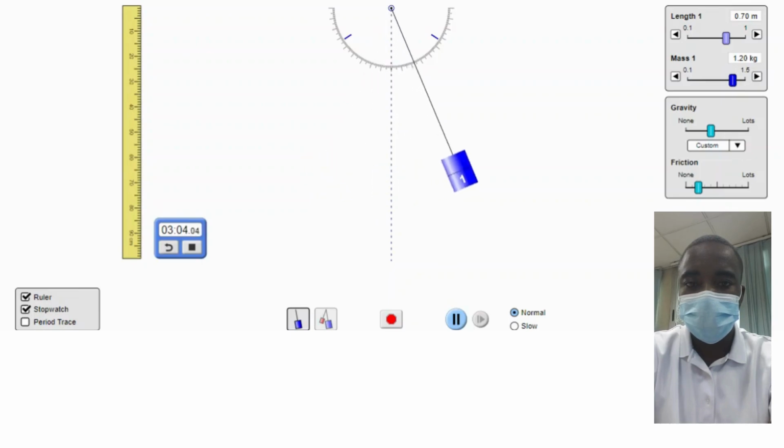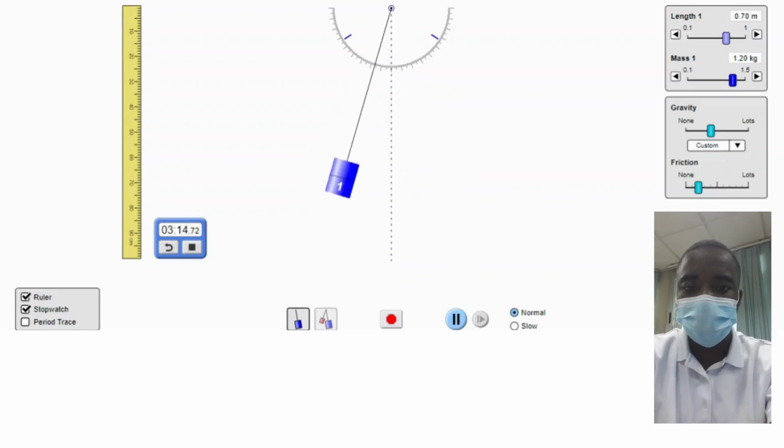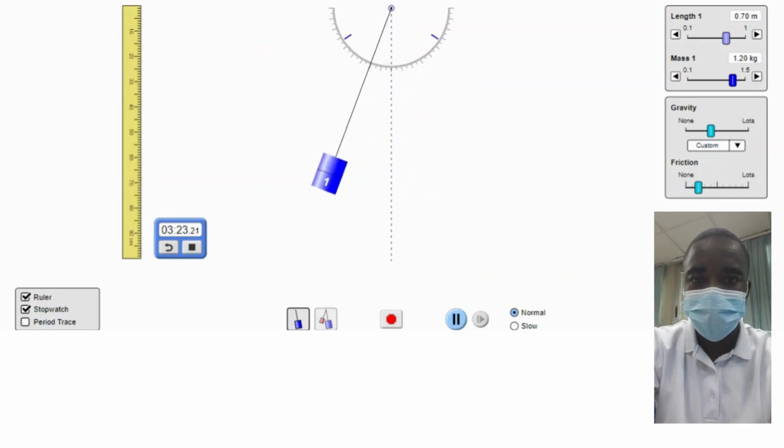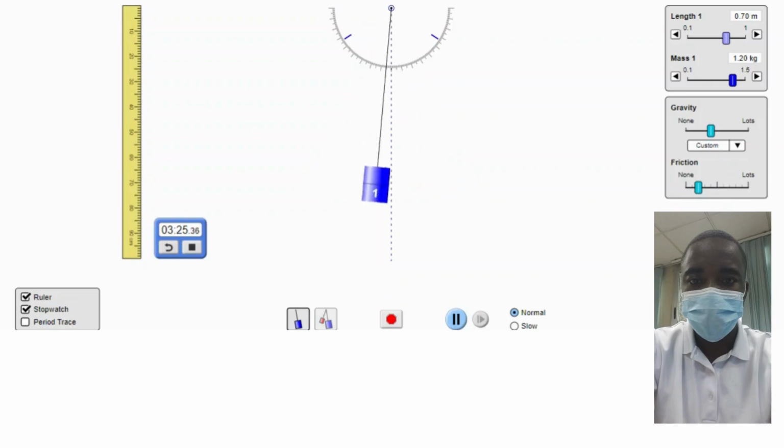The simulation also allows students to view the velocity and acceleration of the pendulum throughout its swing. By observing these quantities, students can understand the dynamics of pendulum motion. For example, they can see that the velocity of the pendulum is maximum at the lowest point of the swing and minimum at the highest point. Similarly, the acceleration of the pendulum is maximum at the highest point and minimum at the lowest point.